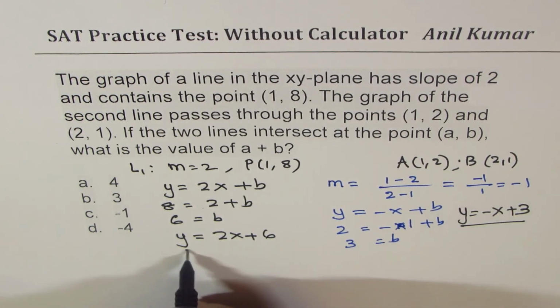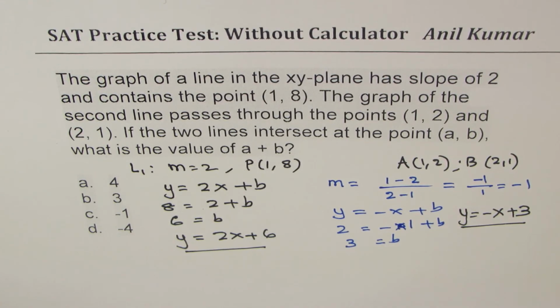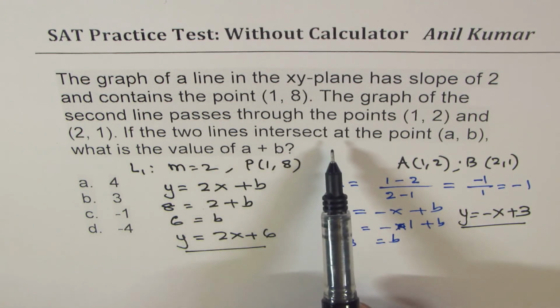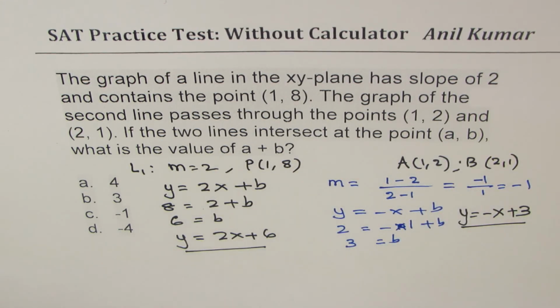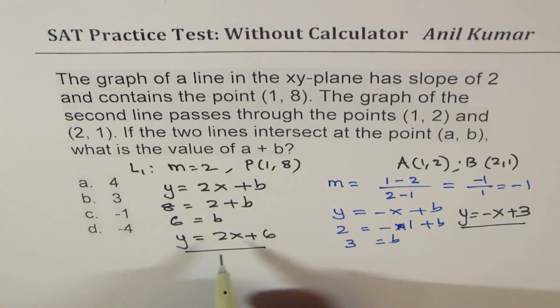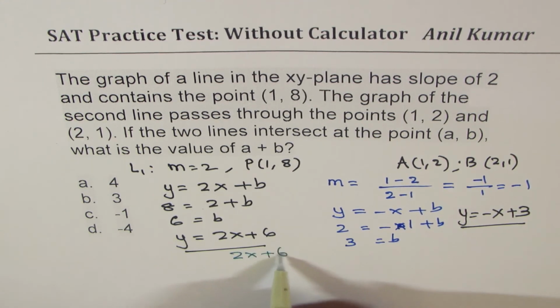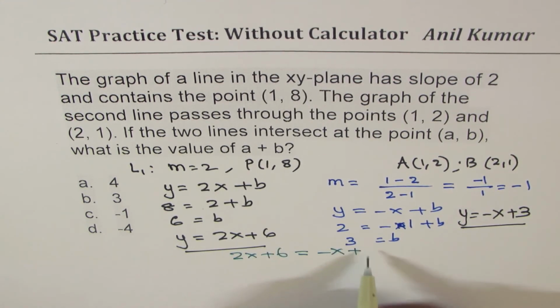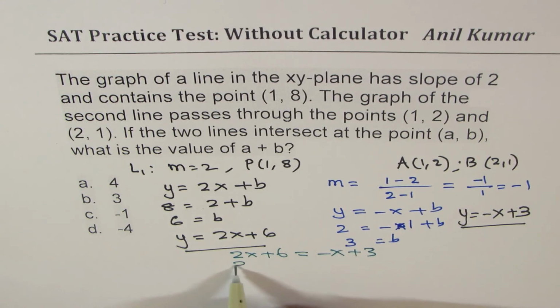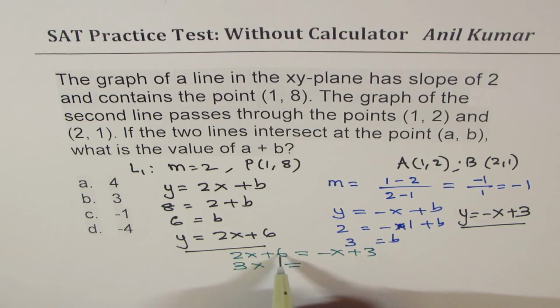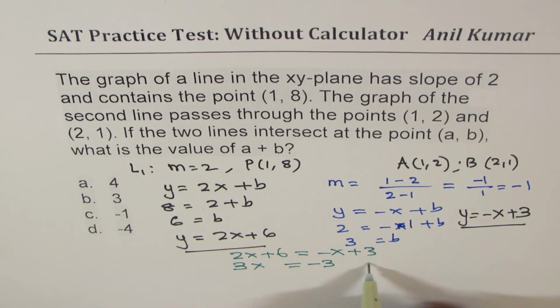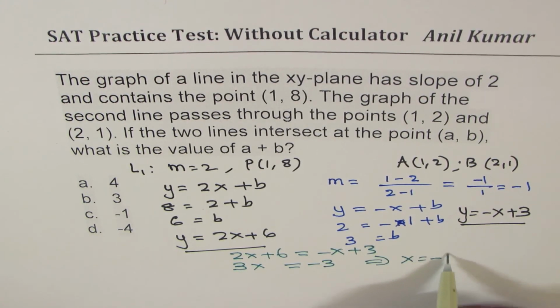So we have two equations. We have to find by substitution or elimination the point of intersection, right? If two lines intersect at point AB, right? So we have to find xy. So let's substitute and get our answer. So what we will do here is we'll say 2x plus 6 equals minus x plus 3. Bringing that together, 3x equals, taking this side, minus 3, and that gives you x equals minus 1.